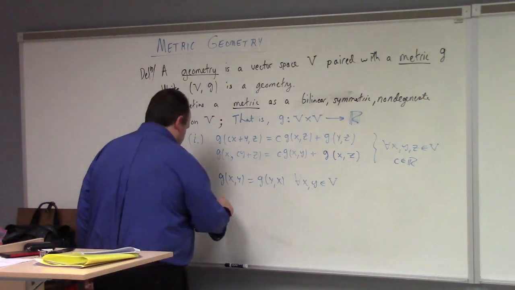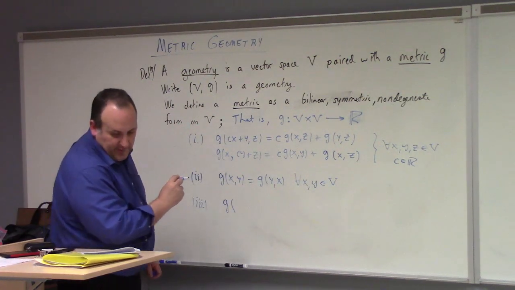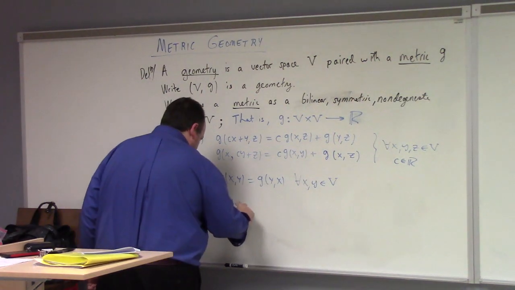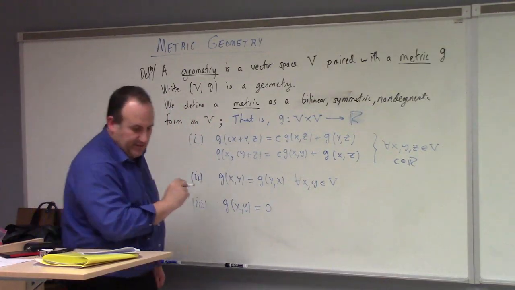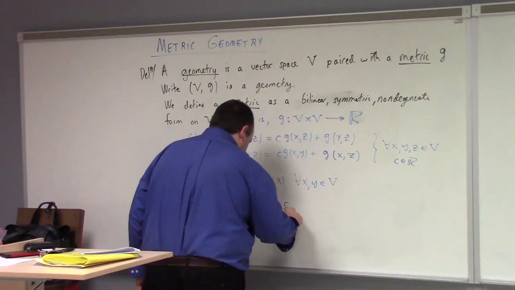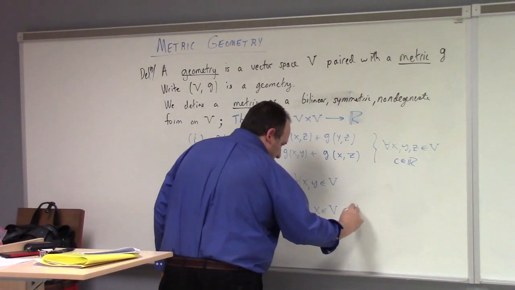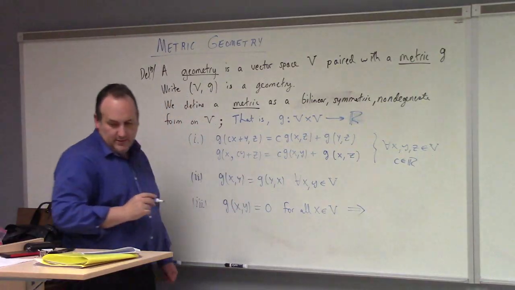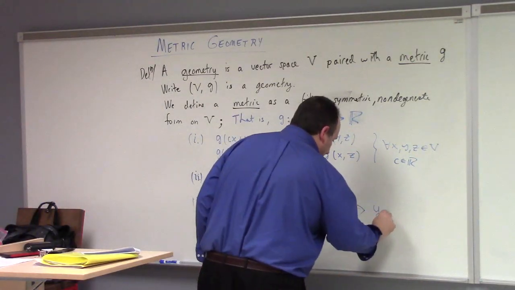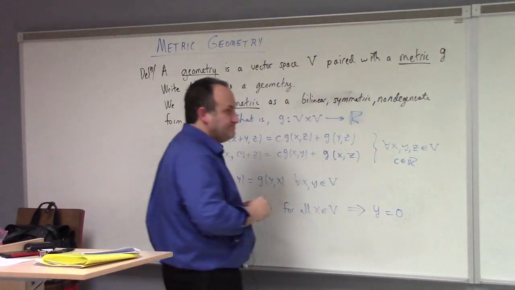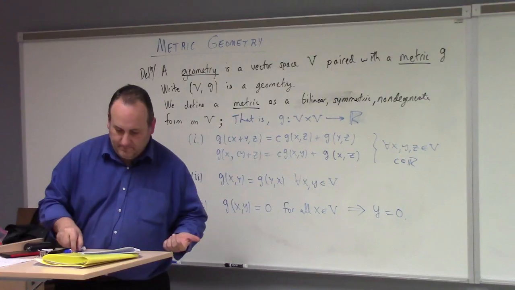So what that means is if we have g of x comma y is equal to 0, all right, for all x in V, that implies what? That implies y is equal to 0, right? So this is what we mean by metric.